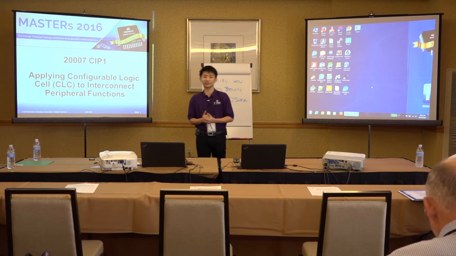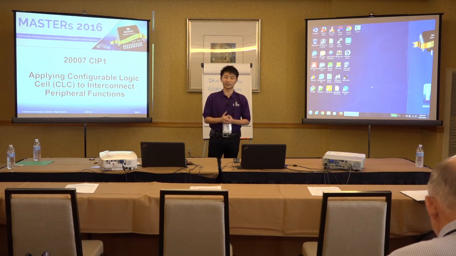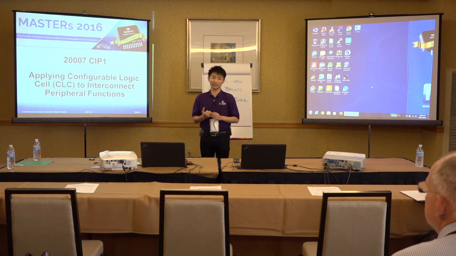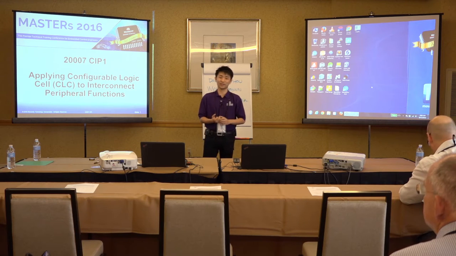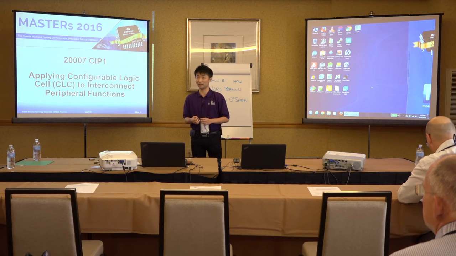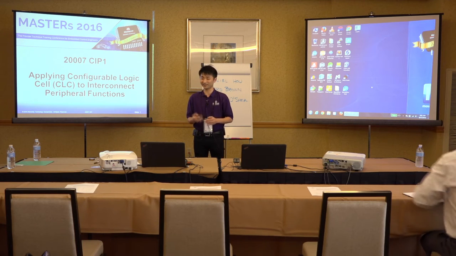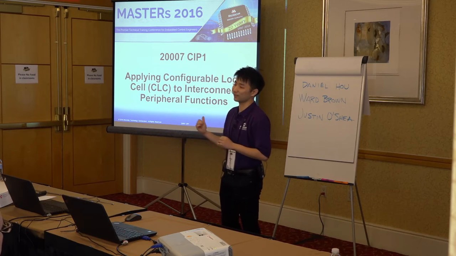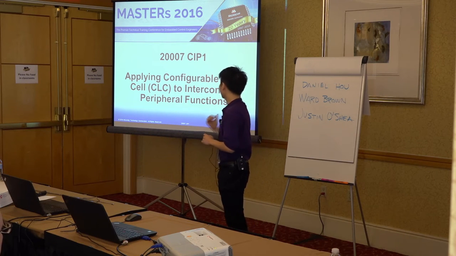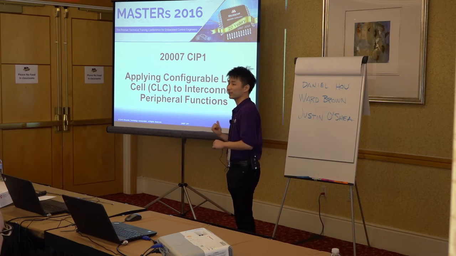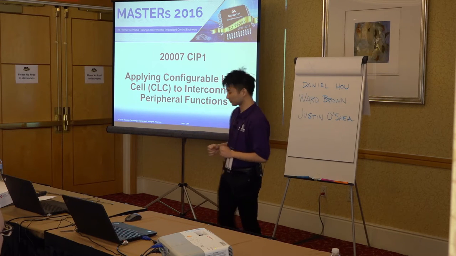This year's Masters, we're having 4 Core Independent Peripheral classes. We have the CIP class on motor control, the CIP class on data communication, and the CIP class on mixed signal detecting. This class is the only one that talks about a single peripheral, called the Configurable Logic Cell. Why do we find it really important to talk about just this one peripheral? Hopefully, we're going to find out in this class.